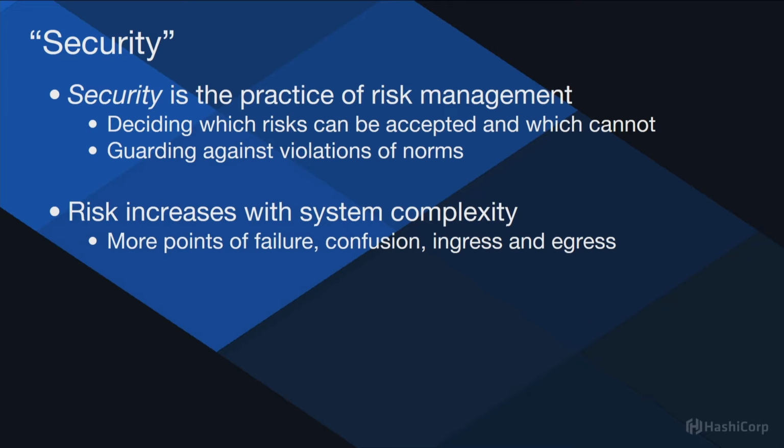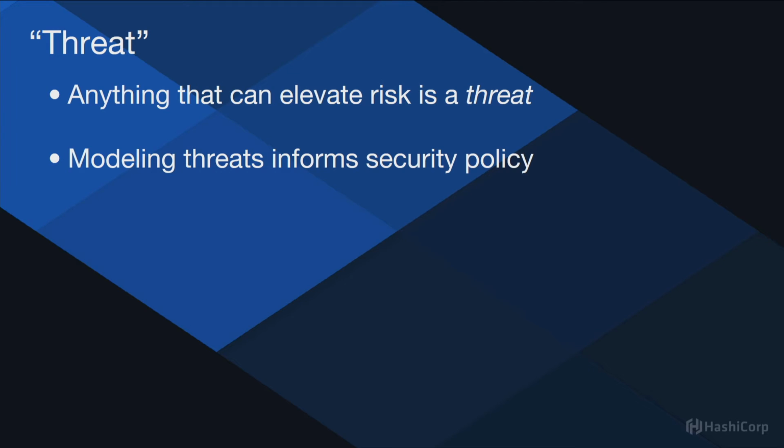So risk increases with system complexity. There's probably nothing surprising there. More points of failure, confusion, ingress, egress, more ways your data could get in and out, more things that can go wrong. Threat: anything that elevates risk is a threat, right?